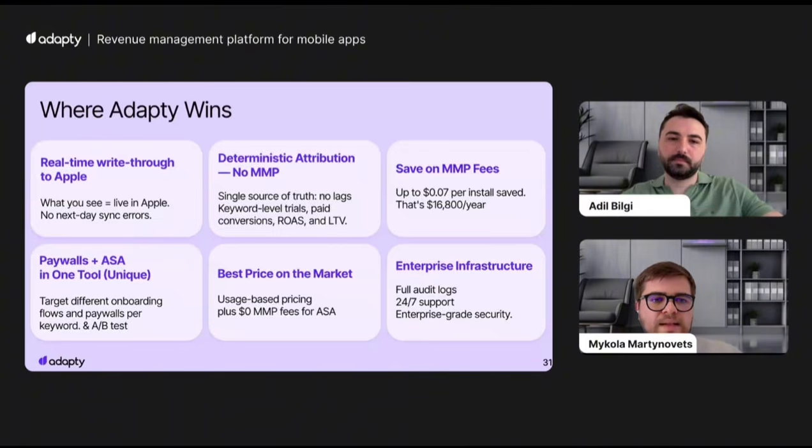The second great thing that I want to share is a unique opportunity: we can target different paywalls for different keywords and even different ad groups and campaigns. That means we can show tailored paywalls for different user keywords. We can show on the paywall and sell users what they are looking for in the Apple Ads App Store.